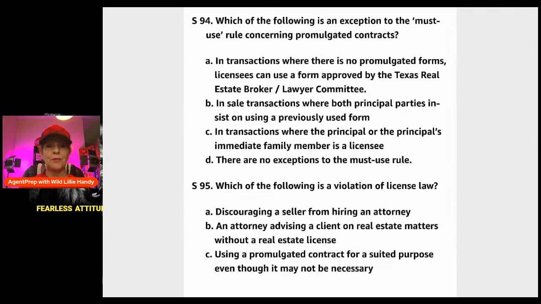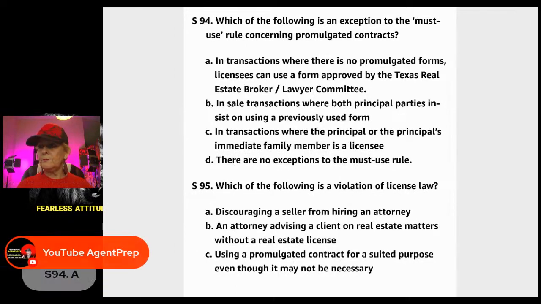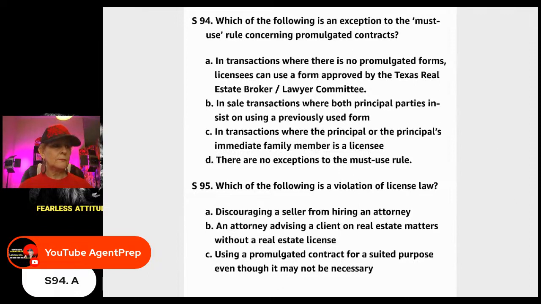We have to follow the law. So the only exception is A. So any other ones? C, in transactions where the principals or the principal's immediate family member, no. No, licensees have to follow and use the promulgated contracts that are currently approved. So the answer is A.